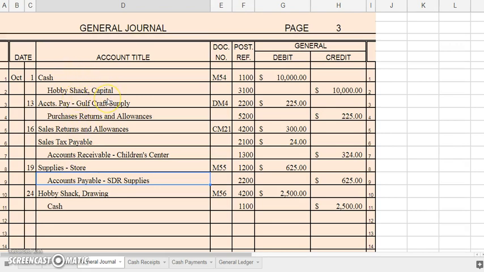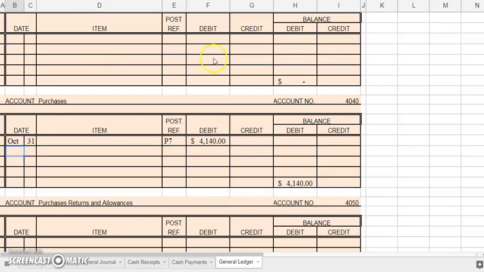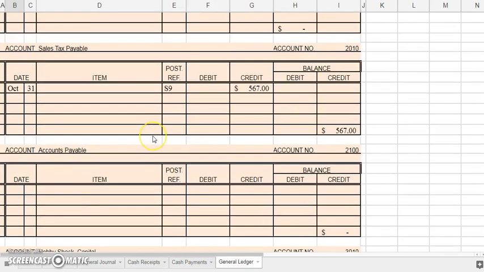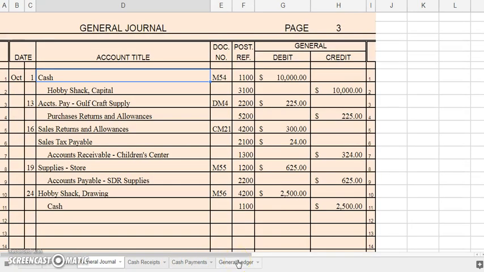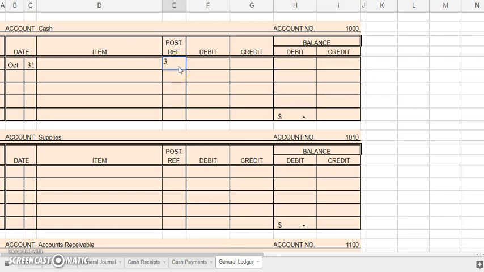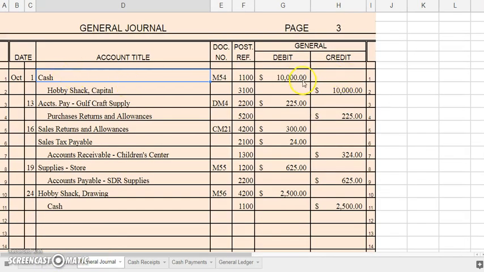So I'm going to start. We'll do a few here, and then I'll pause the video, and we'll pick up and do the cash receipts and the cash payments. So cash, debited $10,000. Go to the general ledger, all the way up to the cash account. And I'm going to put this is General Journal, page 3. General Journal, page 3. And this is a debit of $10,000. Okay. So I am done with this line.